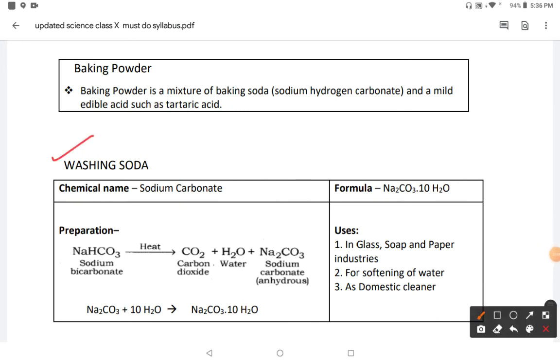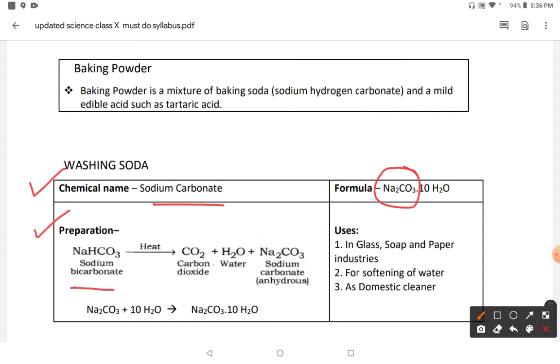Washing soda, the formula of washing soda is Na2CO3 dot 10H2O. These 10H2O are called the water of crystallization. And what is the chemical name of washing soda? That is sodium carbonate. The water of crystallization of any salt remains fixed according to its structure. And how is it prepared?